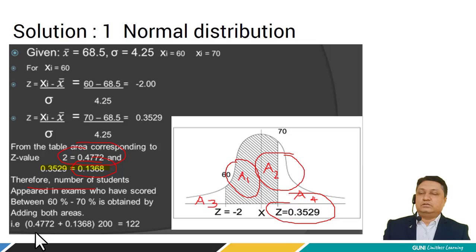adding both the areas, that is 0.4772 plus 0.1368, because there are 200 students participating, so we are multiplying 200 with this area, so we get the answer 122. So we can say that the number of students who have scored in between 60 to 70% is 122.